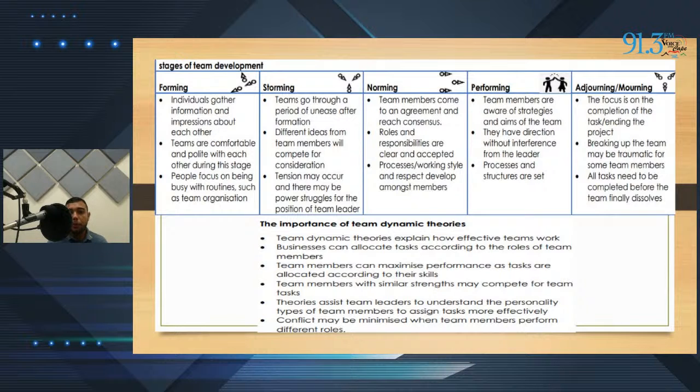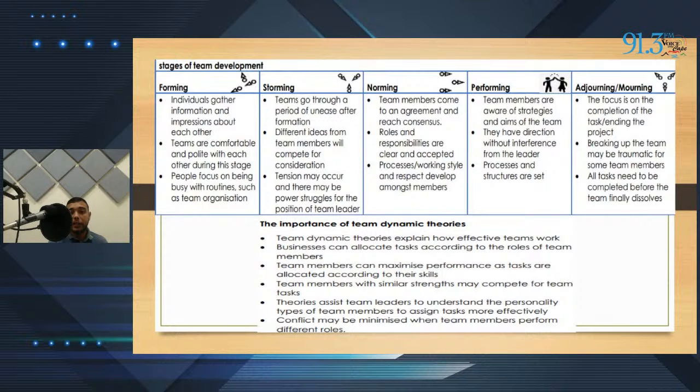Storming, they go through a period of unease after formation, and different ideas from team members will compete for consideration. Tension may occur, and there may be power struggles for the position of team leader. So again, forming, you are now gathering information. Storming, you're going through a rough period where you're now finding difficulties and trying to find ideas.